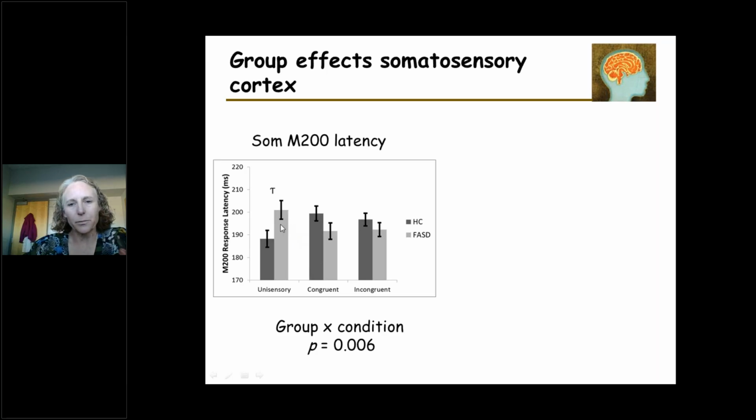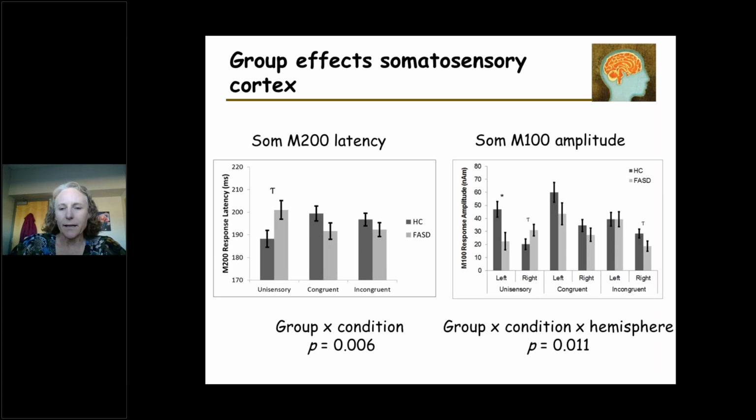So this is contrary to what we thought. We thought that these connectivity deficits would have impacted the latency of the multisensory response, so you would still have that delay, but instead the multisensory information actually seems to help individuals with FASD.